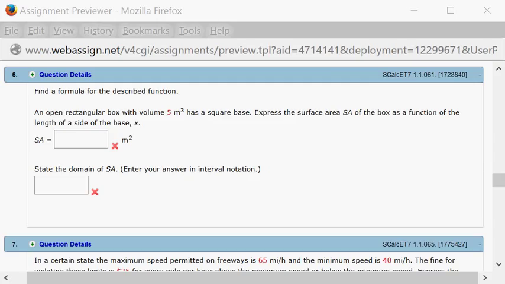Let's look at homework 1.1, problem number 6. We have an open rectangular box with volume 5 cubic meters with a square base. Let's draw a picture.